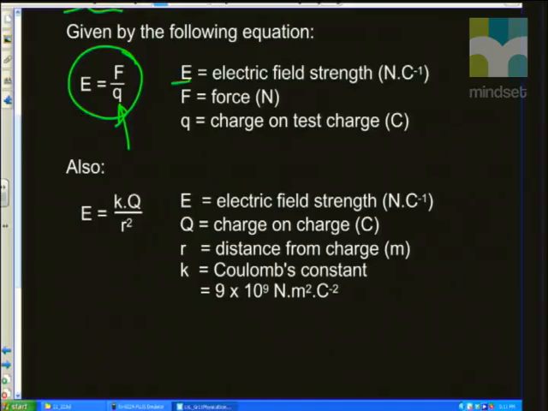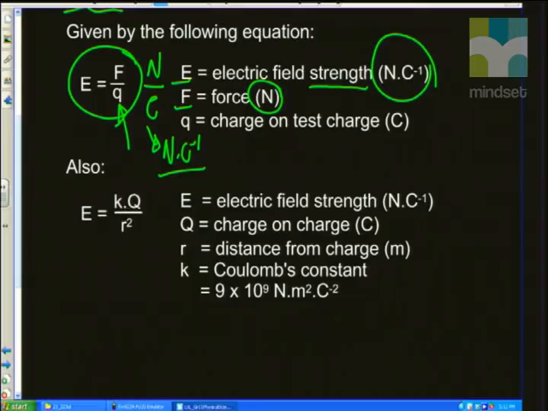Where E is your electric field strength, it will be in newtons per coulomb. You can see from here, force is measured in newtons, charge is measured in coulombs. Obviously, this leads you to newtons per coulomb, and that is where that unit comes from. So force, we know it is measured in newtons, and Q is measured in coulombs.